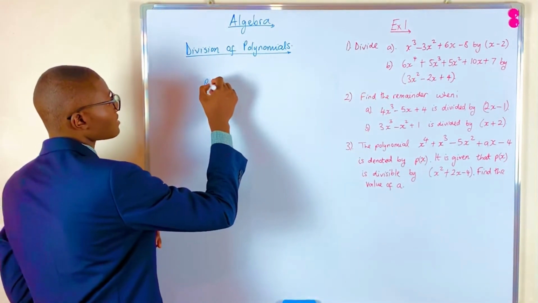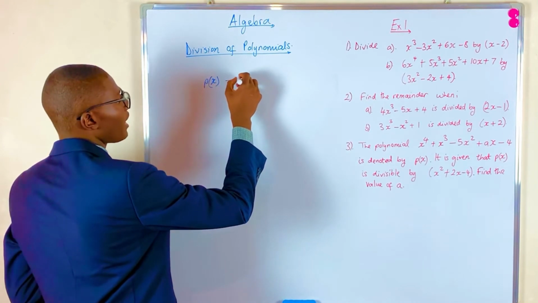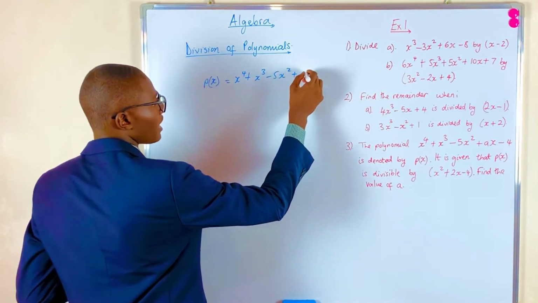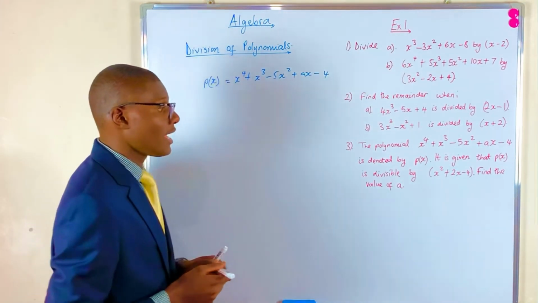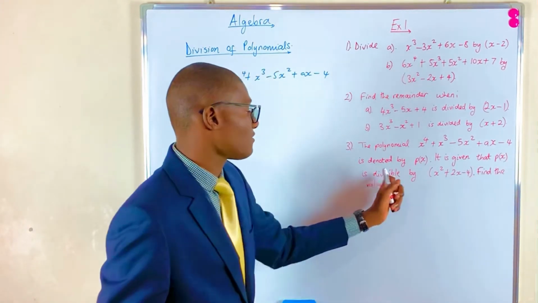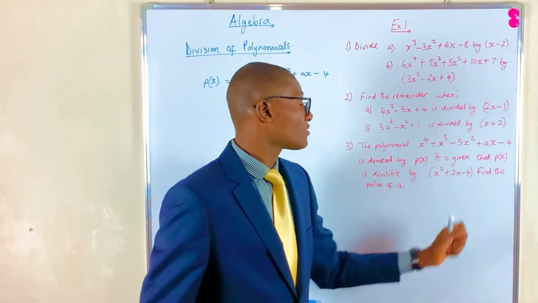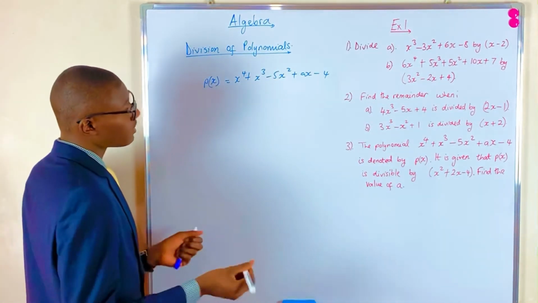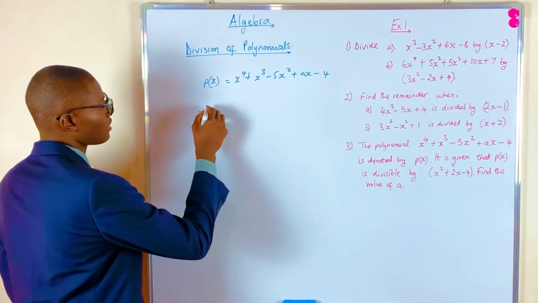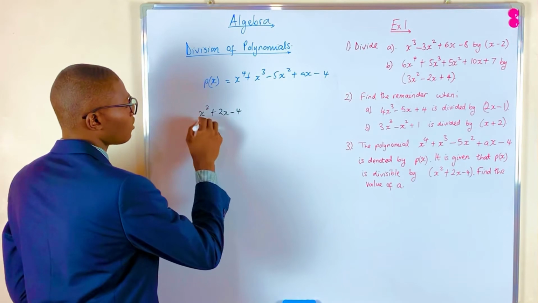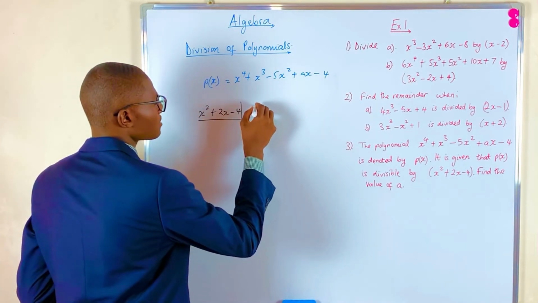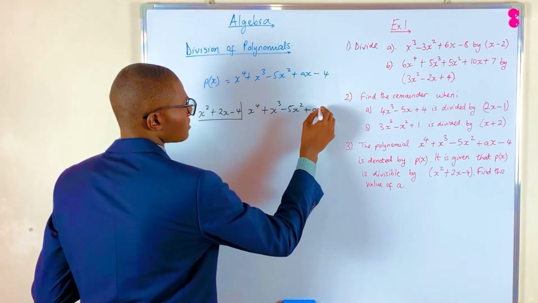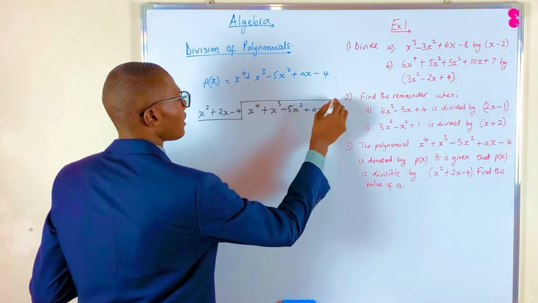So p of x is equal to x to the power of 4 plus x to the power of 3 minus 5x squared plus ax minus 4, like this. And it is given that p of x is divisible by x squared plus 2x minus 4. We're asked to find the value of a, right? So here, of course, carrying out our long division, we say x squared plus 2x minus 4, right? We are dividing this into x to the power of 4 plus x to the power of 3 minus 5x squared plus ax minus 4, like this.